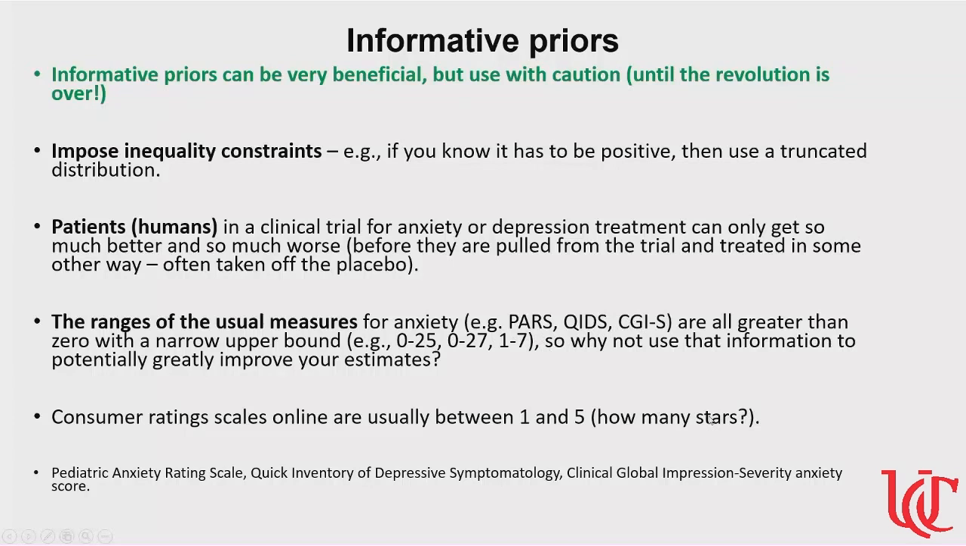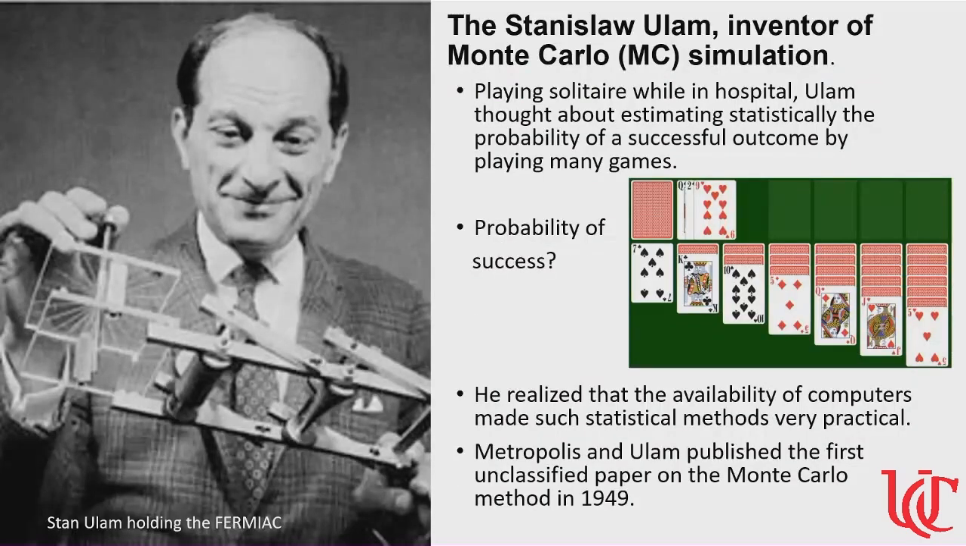So why not use that information? Right? You look at all the standard mixed model for repeated measures everybody uses for these things, and they just treat those variables like they could be plus or minus infinity. Right? That's throwing out an awful lot of information. So we want to be able to do all this computational.